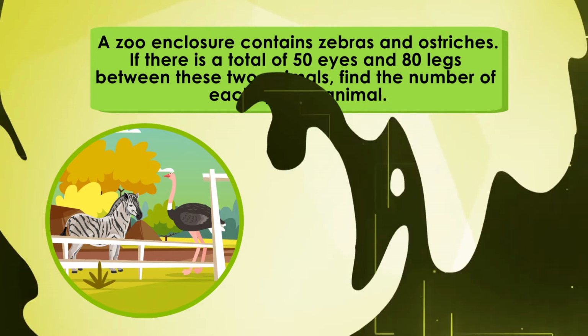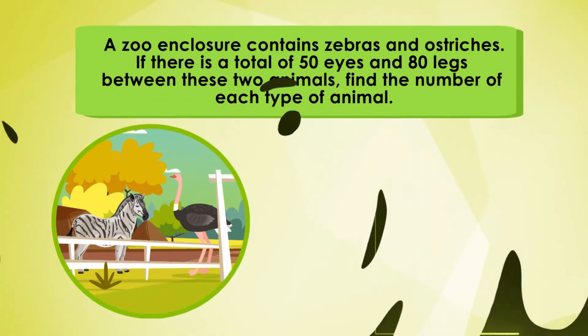Knowing that each type of animal has 2 eyes, but a zebra has 4 legs and an ostrich has 2 legs, we can try to solve this problem by guessing a solution and then checking it, or representing it graphically. We can also solve it algebraically.